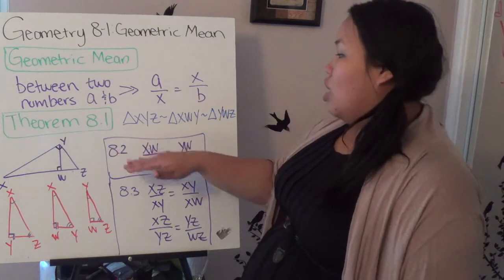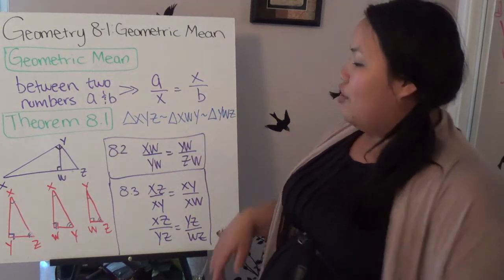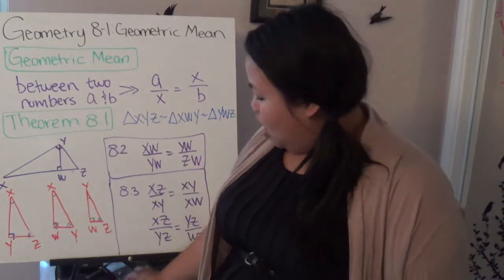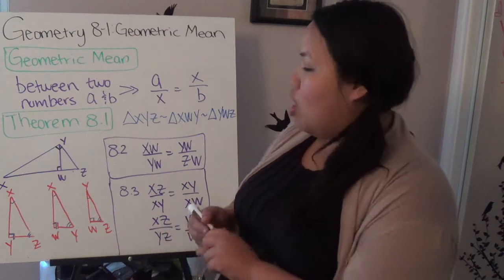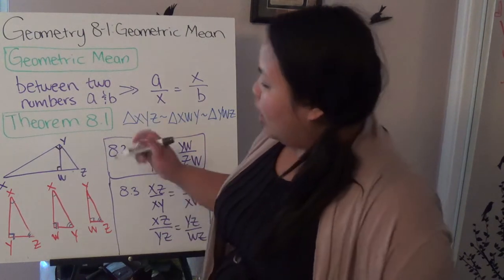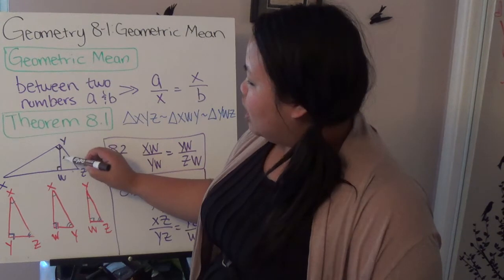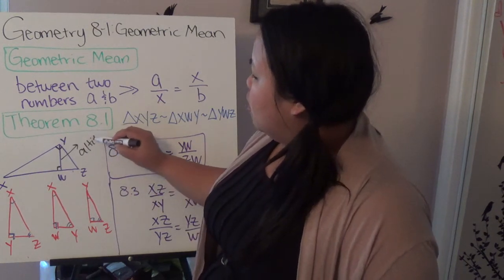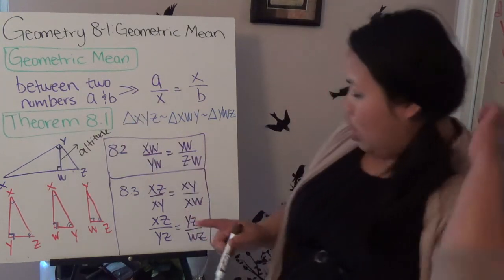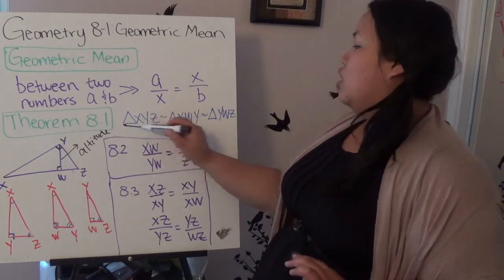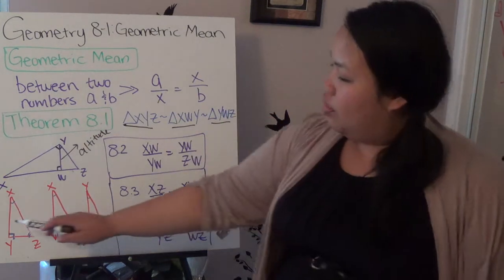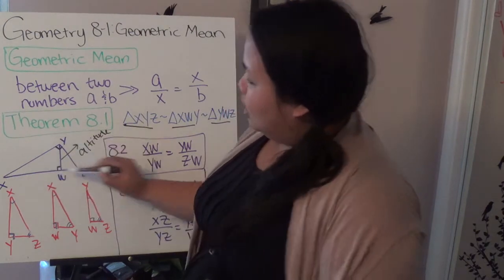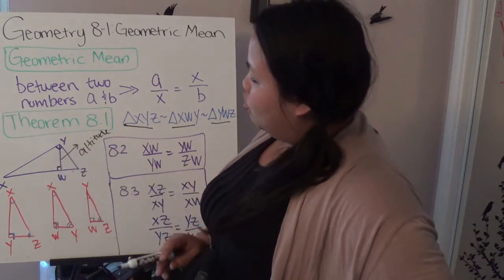Theorem 8.1 then shows us that if I have a right triangle and I create this line, and if you remember from your vocabulary in the past, the line that goes from the top straight down at a right angle is called an altitude. So if I draw any right triangle and I create an altitude down, it creates three similar triangles. The first triangle is XYZ, which is the biggest one, the original right triangle.